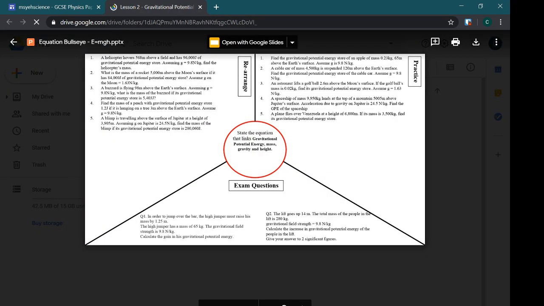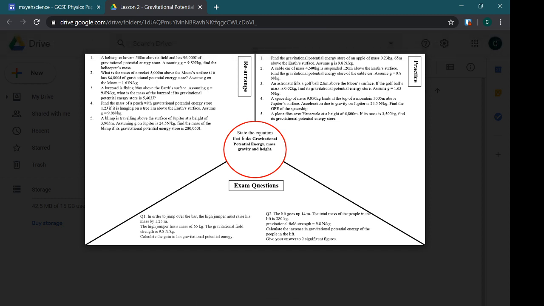On the right hand side where it says practice, there's no rearranging involved. That is just getting used to using the formula EP equals mgh. On the left side where it says rearrange, that's when you need to do the FIFA method in order to know exactly what you need to rearrange for. So substitute things in, clean it up, do a rearrange for your missing variable. And then at the very bottom, you have exam questions.